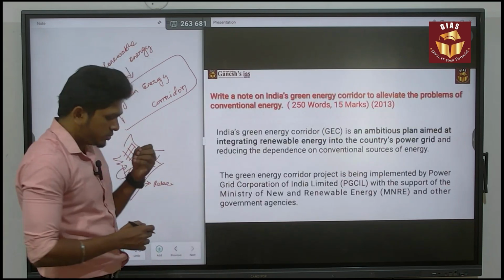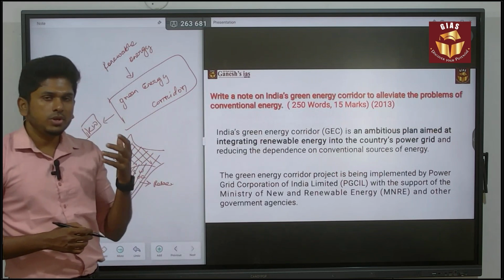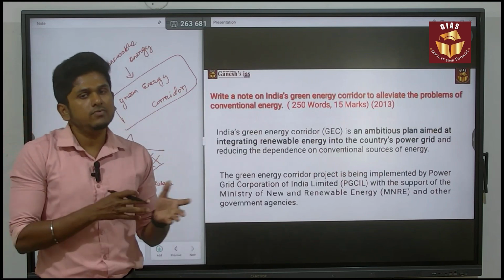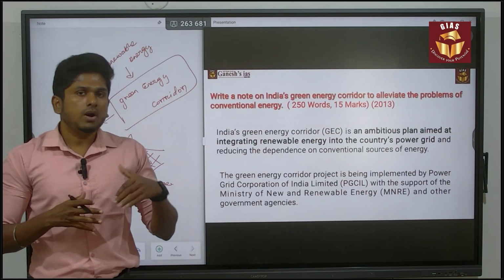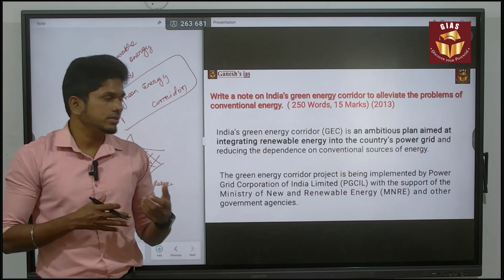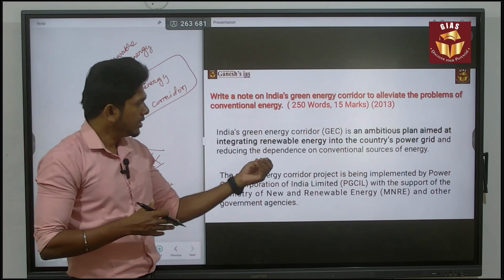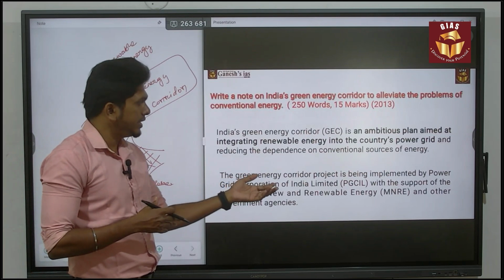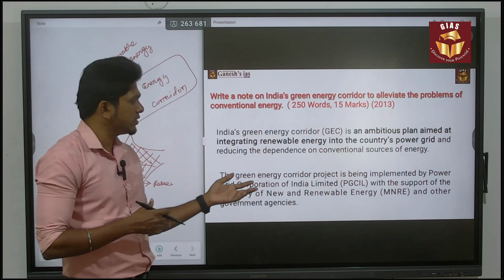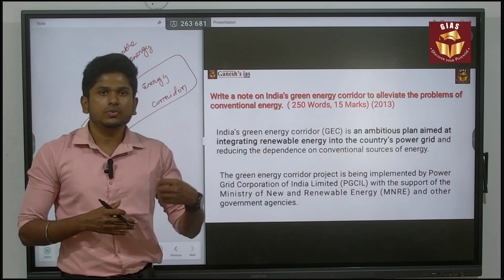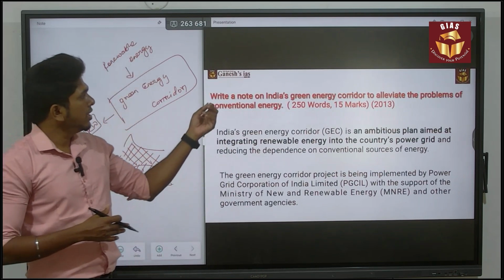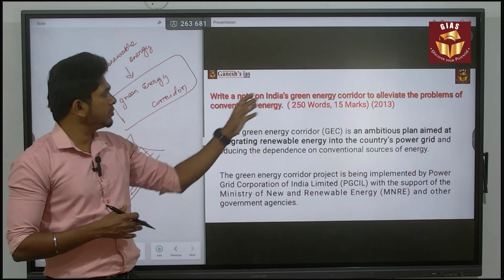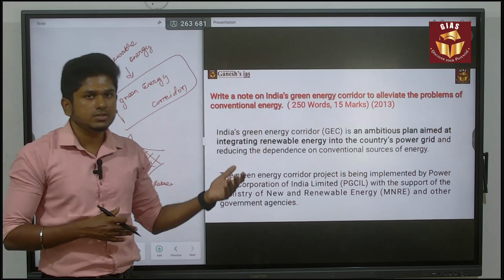When it comes to the green energy corridor, it is going to overcome the issue of conventional energy sources like fossil fuels. For that, the government created the organization called the Power Grid Corporation of India Limited, with the support of the Ministry of New and Renewable Energy. You have to give the data about that, and then you have to speak about how it is going to alleviate the problems of conventional energy sources.